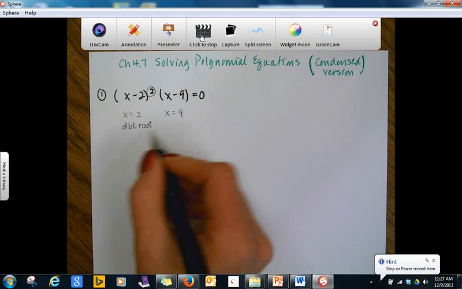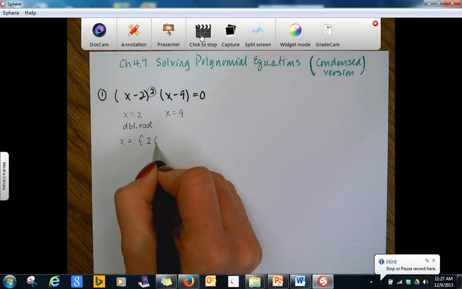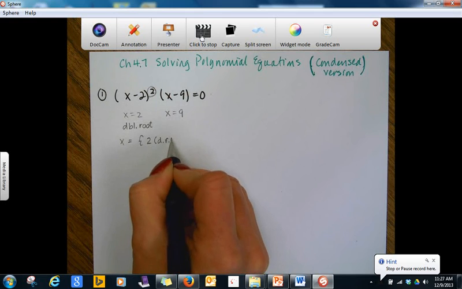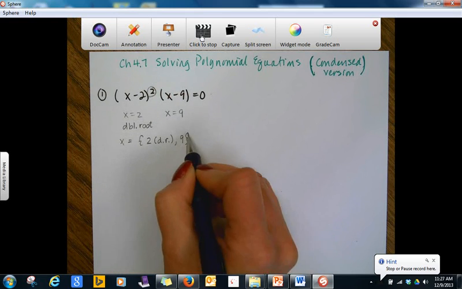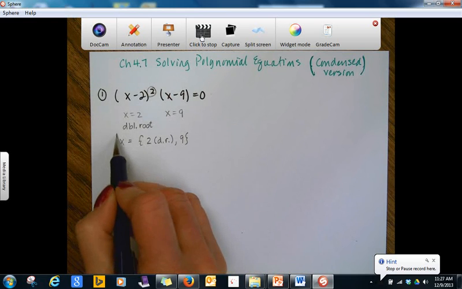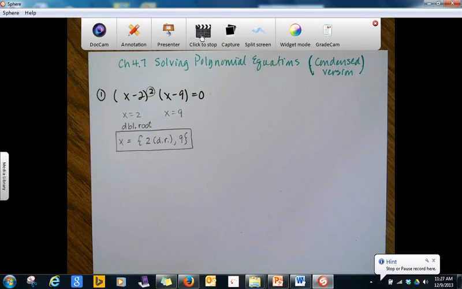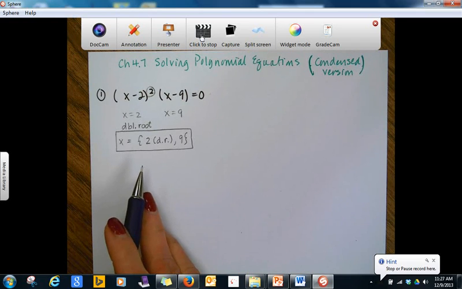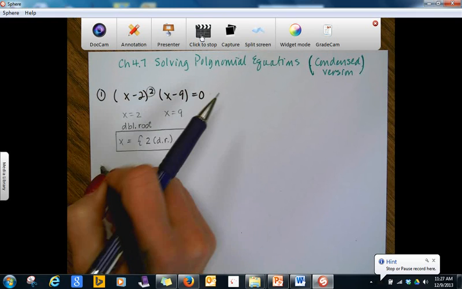So when we write our final answer, we'll say x equals 2, and we'll put a d.r. for double root as part of our solution. So this is the solution to the problem. These are very basic examples just to show you what the process is. Okay, let's look at another problem.